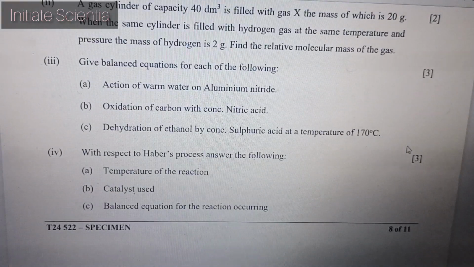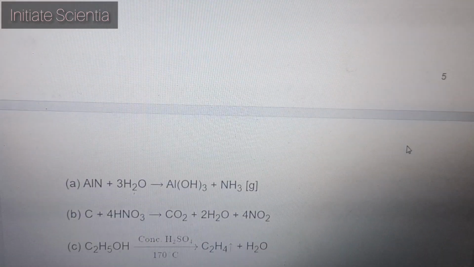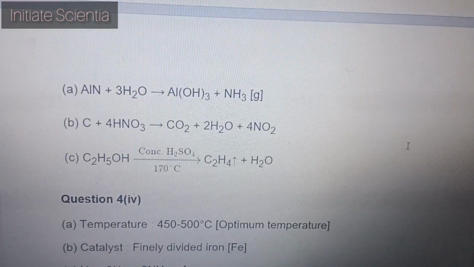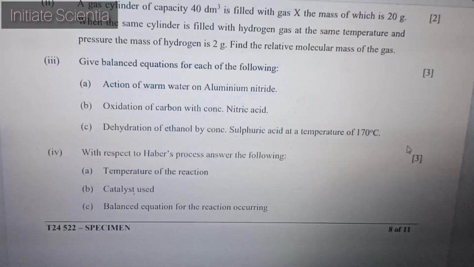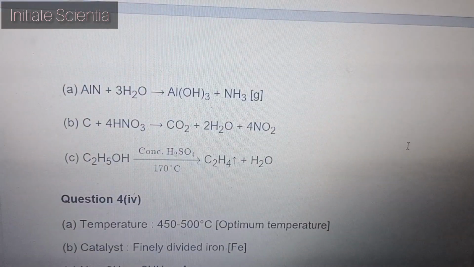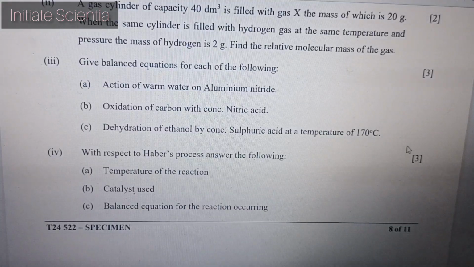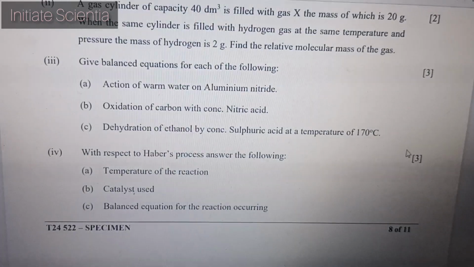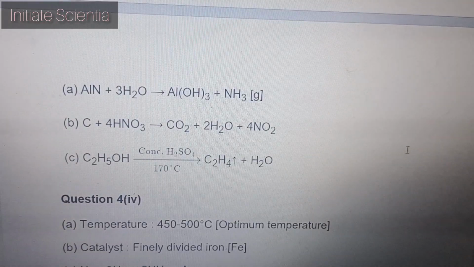Give balanced equation for each of the following. Action of warm water on aluminium nitride: AlN plus 3H2O gives Al(OH)3 plus NH3 gas. Oxidation of carbon with concentrated nitric acid: C plus 4HNO3 gives CO2 plus 2H2O plus 4NO2. Dehydration of ethanol by concentrated sulfuric acid at a temperature of 170 degrees Celsius: C2H5OH, in presence of concentrated H2SO4 at 170 degrees Celsius gives C2H4 plus H2O.